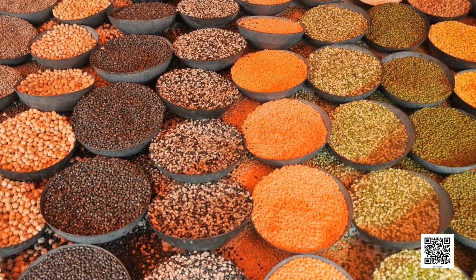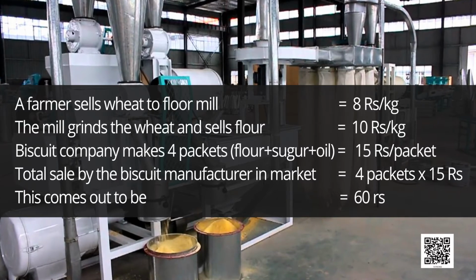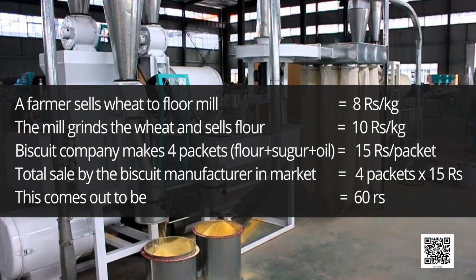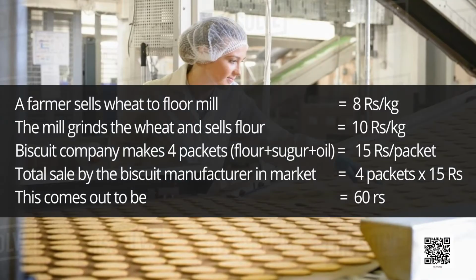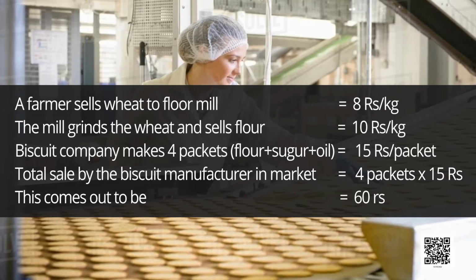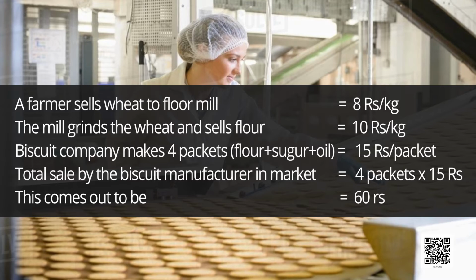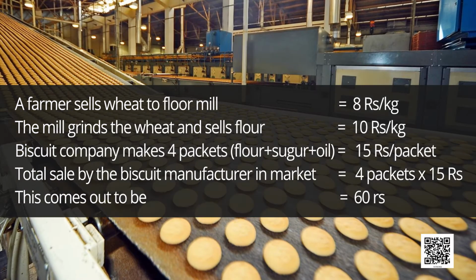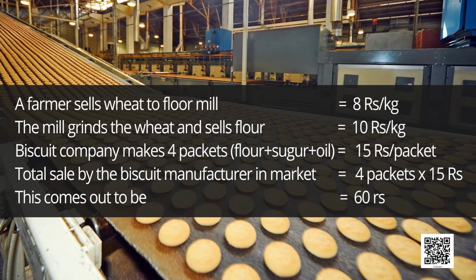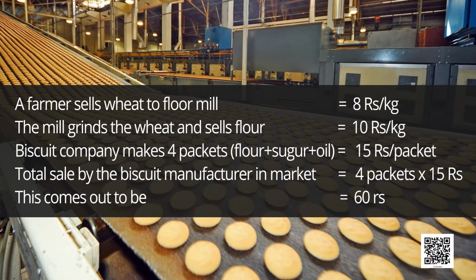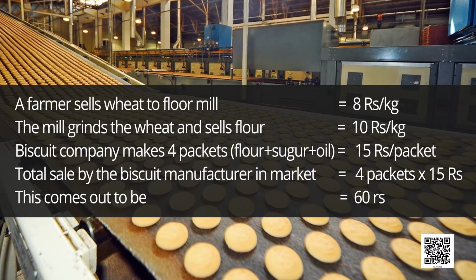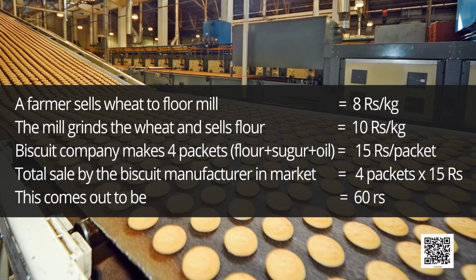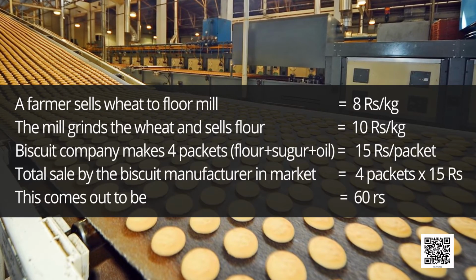Take, for instance, a farmer who sells wheat to a flour mill for rupees 8 per kg. The mill grinds the wheat and sells the flour to the biscuit company for rupees 10 per kg. The biscuit company uses the flour and things such as sugar and oil to make 4 packets of biscuits. It sells biscuits in the market to the consumers for rupees 60, that is 15 rupees per packet. Biscuits are the final goods, that is goods that reach the consumers.